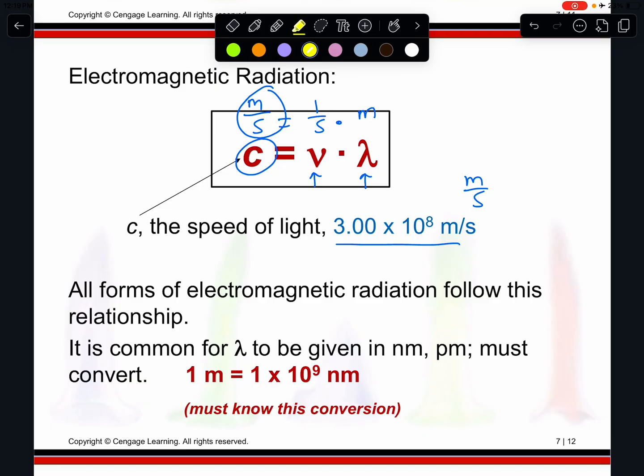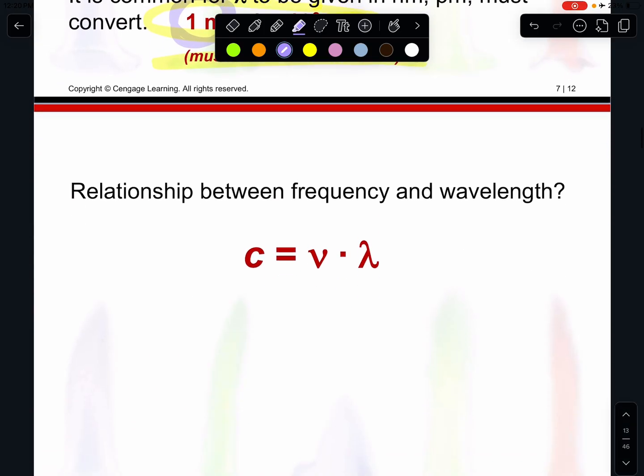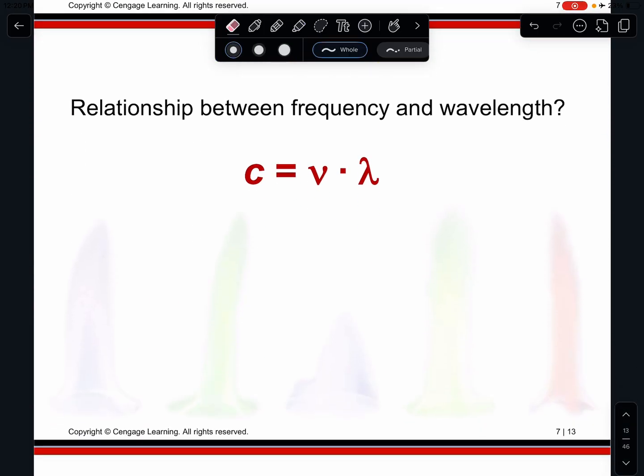Now, the issue is that visible light, the portion that we can see, is oftentimes given in nanometers. And you will have to know this conversion, and I will show you some examples as we go through here. So 1 meter is equal to 1 times 10 to the 9th nanometers. Nanometers are really, really tiny. So before you can put this into the wavelength part of the equation, it has to be in meters for this unit to work, okay? And this one has to be in hertz, or 1/seconds, or seconds to the -1.